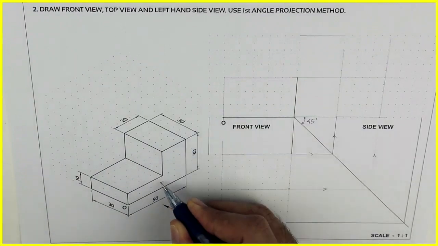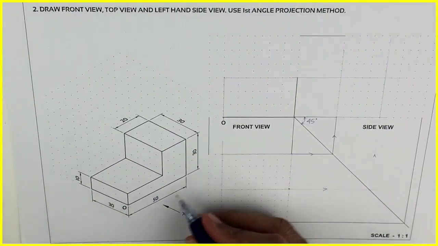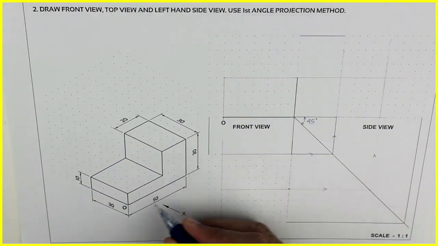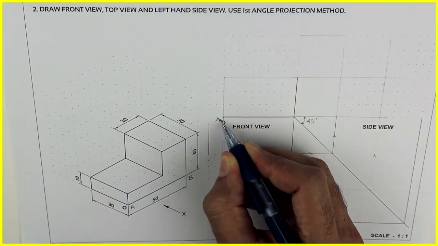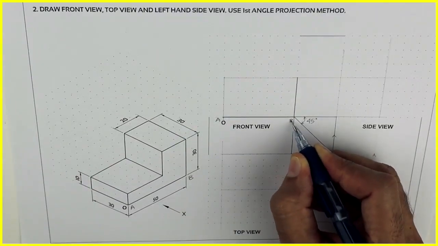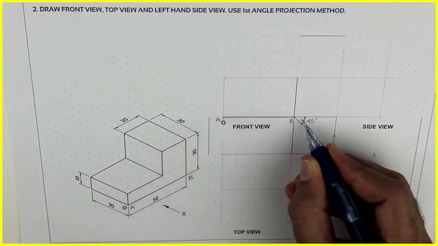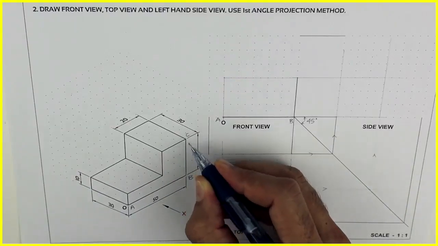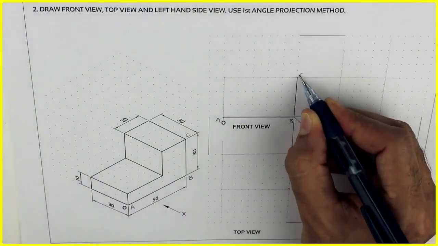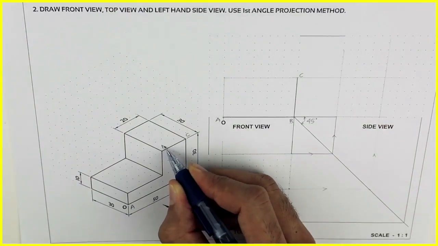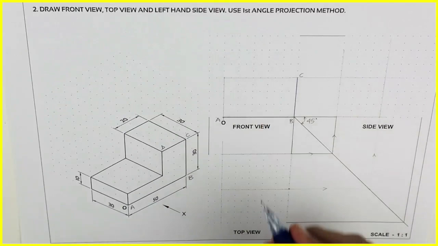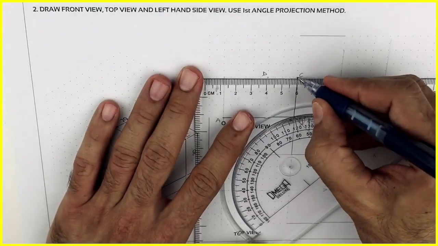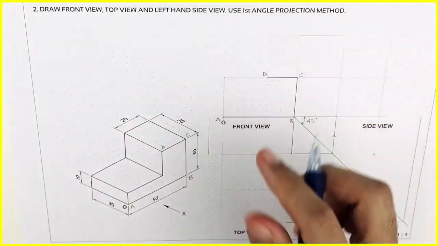Now this is what you will see in front view. So we'll start with that. How much is this? 50. So let me write A and B. A over here, B over here. Then B to C. How much is B to C? 30. So we'll mark B to C. Then C to D. How much is it? 20. C to D, 20. See this. C to D.